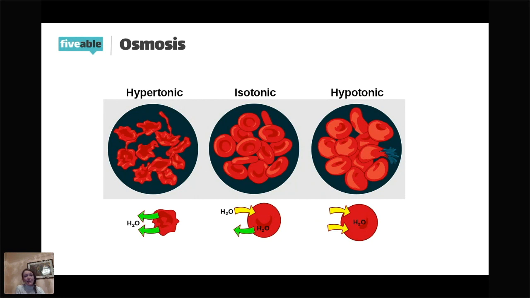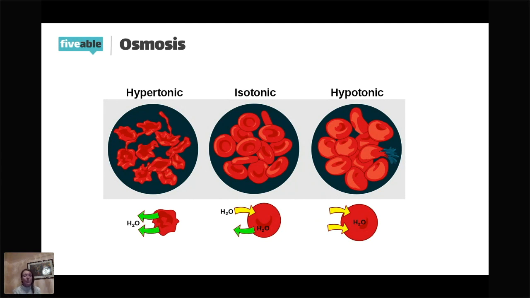And then on the right-hand side, we have our hypotonic situation. This is where we have more water outside of the cell than inside of the cell. So if you're really overly hydrated, you might have more water in your fluids than you actually do inside of your cells. So there's more solute inside of your cells than in the fluids surrounding your cells. And so water is going to move to where there's less water, where there's more solute, which is inside of the cell, and these cells will get bigger and eventually burst.